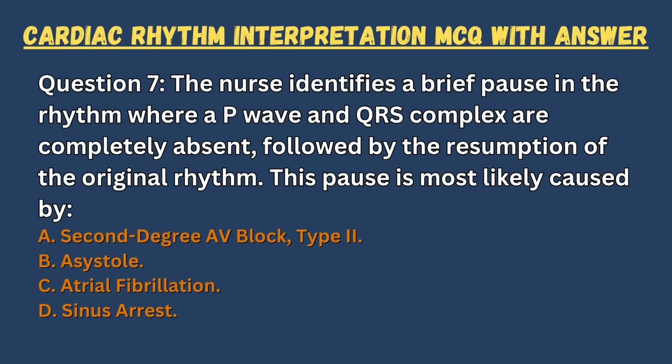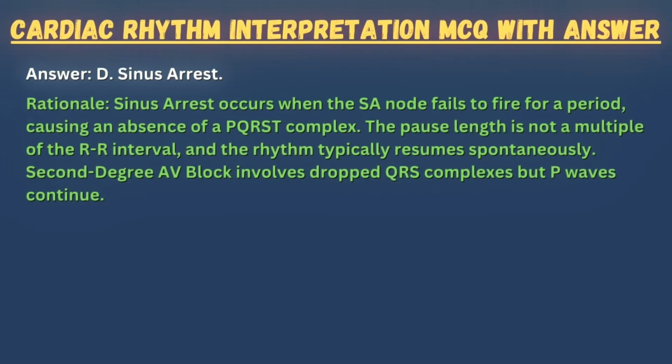Question 7. The nurse identifies a brief pause in the rhythm where a P wave and QRS complex are completely absent, followed by the resumption of the original rhythm. This pause is most likely caused by A. Second-degree AV block, type 2. B. Asystole. C. Atrial fibrillation. D. Sinus arrest. Answer. D.